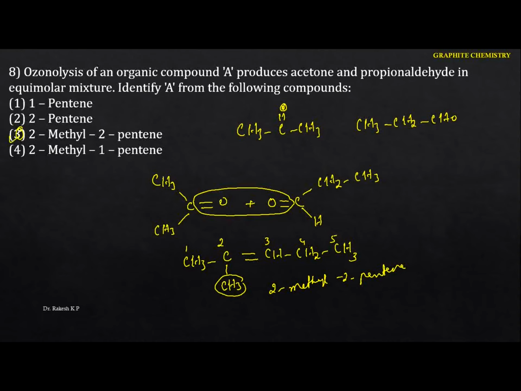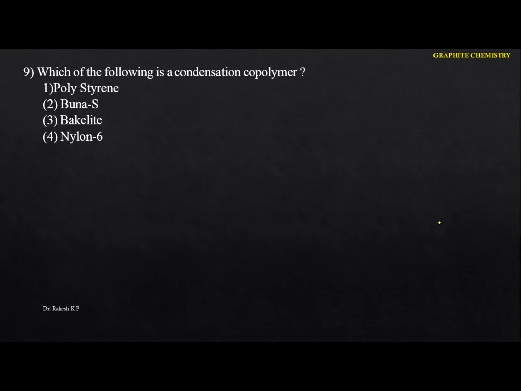Okay, next one. Now see the ninth question. Which of the following is a condensation copolymer? A copolymer means it consists of two different monomers. Let me take the first one, polystyrene. It is not a condensation polymer, it is an addition polymer of styrene. If you take n molecules of styrene, you get polystyrene. That means it is not a copolymer, because we are taking the same styrene, and it undergoes addition polymerization.